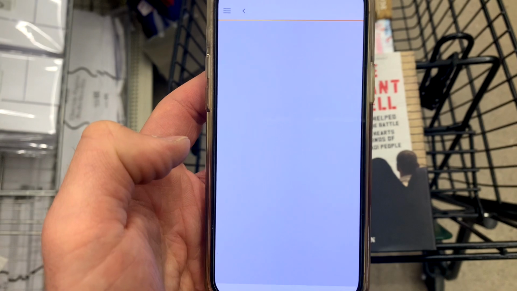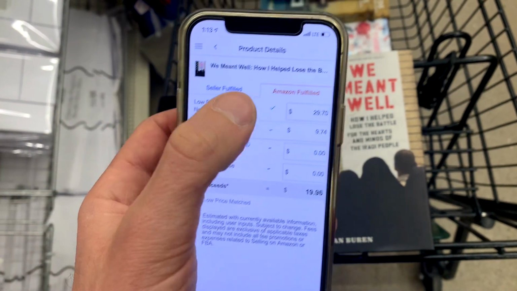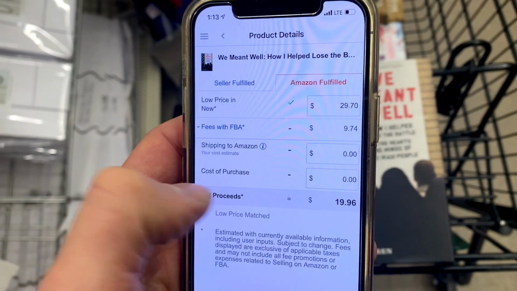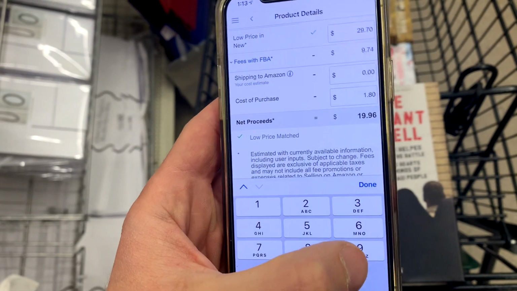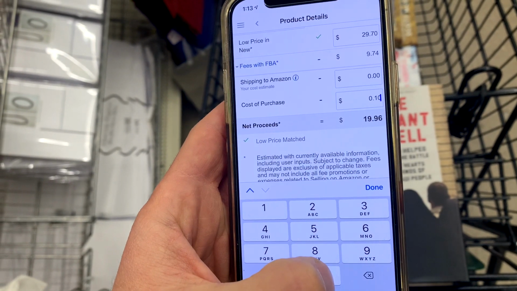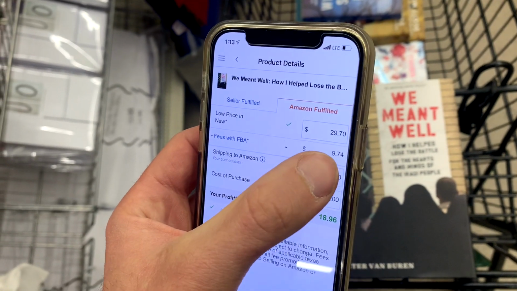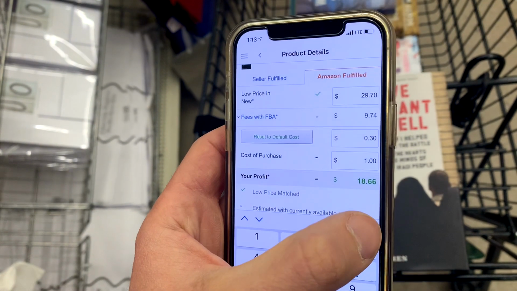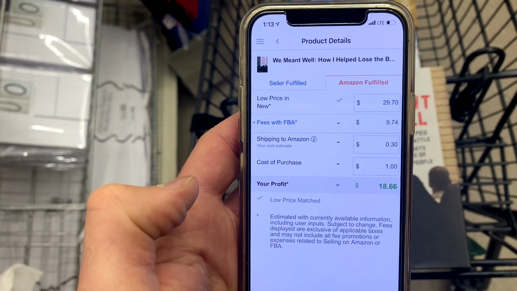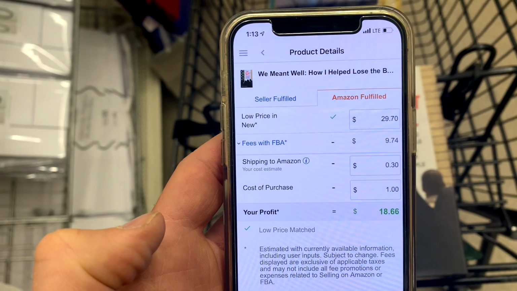Okay, and then we'll click there again so we can get to the estimate page for the profit. Amazon fulfilled, and the cost of purchase is $1. And approximately 30 cents shipping to Amazon. Okay, so we're looking at a pretty good profit.